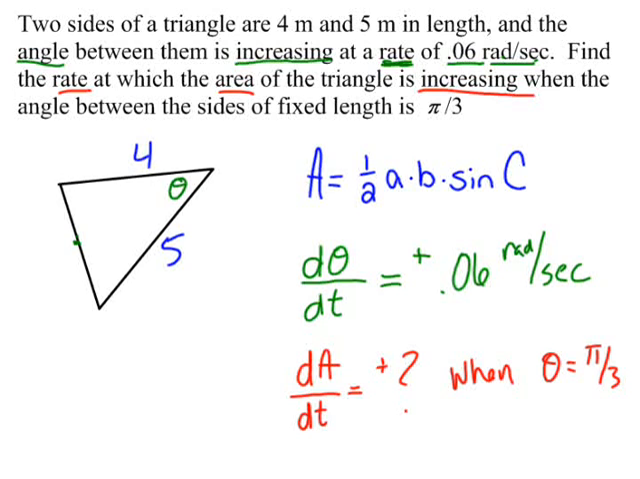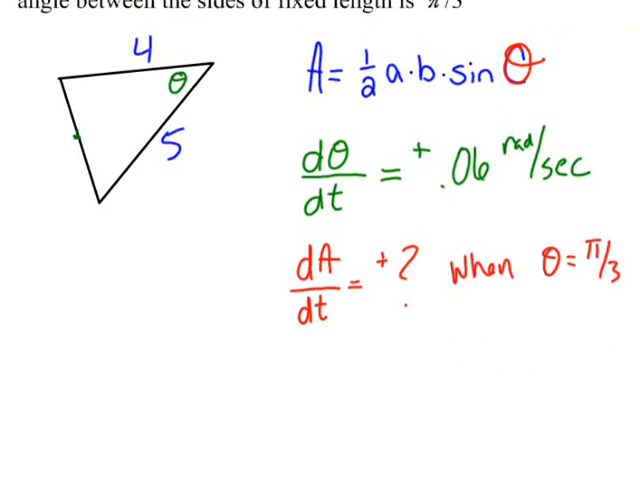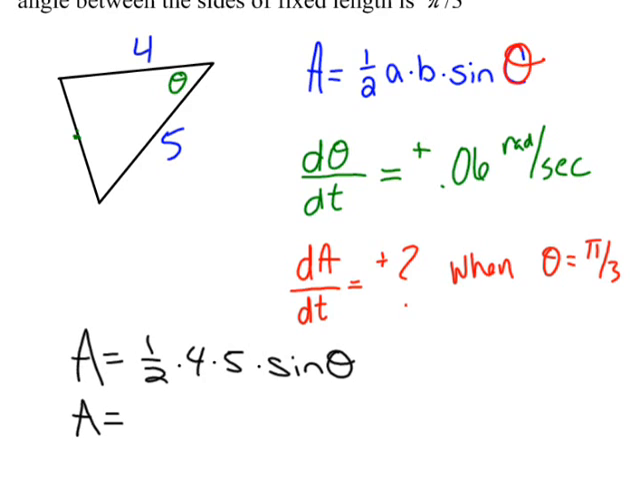All right, so let's adjust our formula. First of all, I'm just going to change this C to a theta. And then since I have fixed sides A and B, I'm going to put those in. So my area is equal to 1/2 times 4 times 5 times sine of theta. Simplify it a little bit. 1/2 times 4 times 5 is the same thing as 10 sine theta.